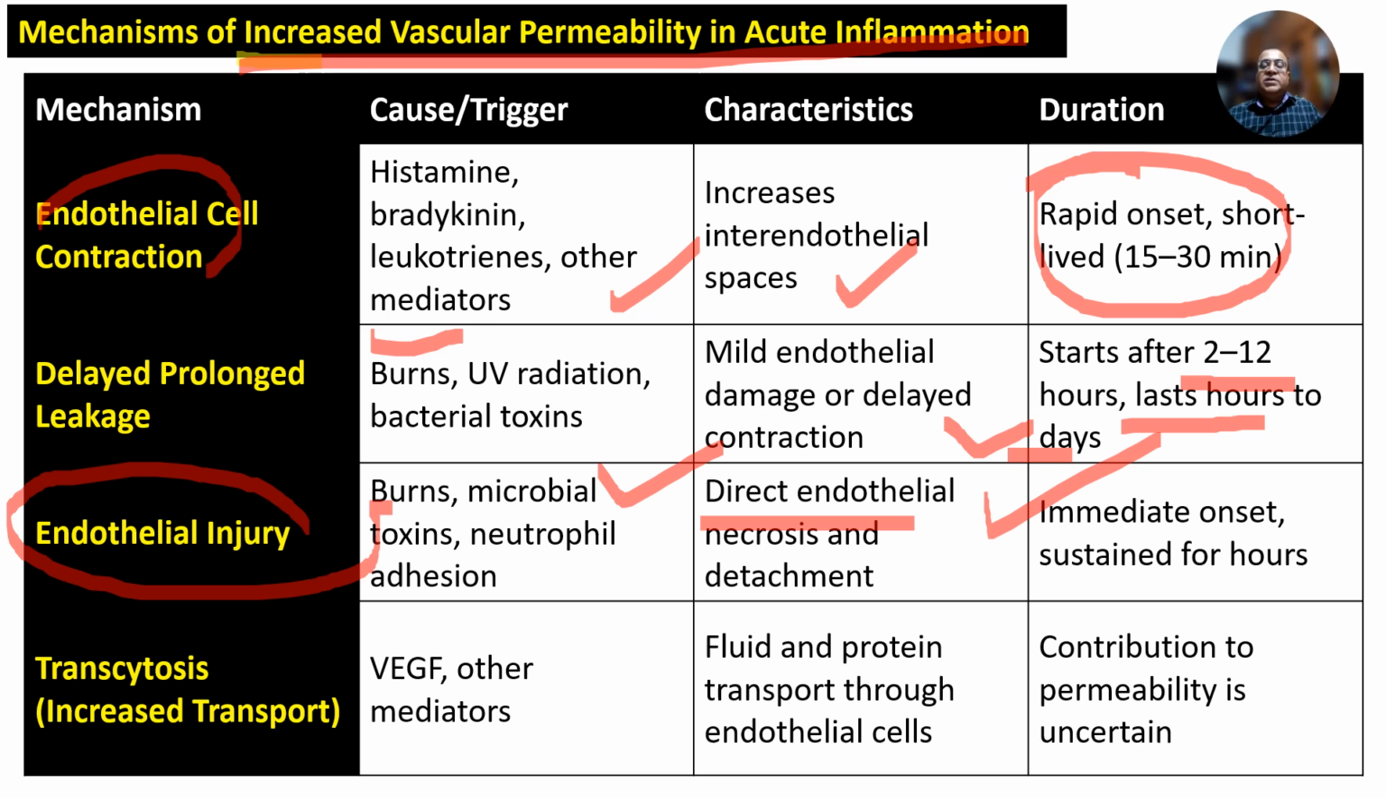And we have also discussed transcytosis, that is increased transport across the cell, which is facilitated by VEGF, vascular endothelial growth factor, and other mediators through which protein and fluid move out and it contributes to the permeability. But in acute inflammation, its role is uncertain. However, it is well established in chronic inflammation.